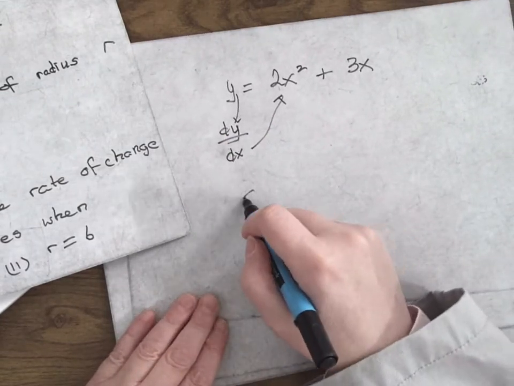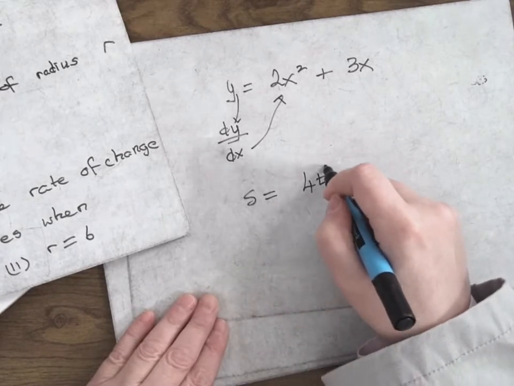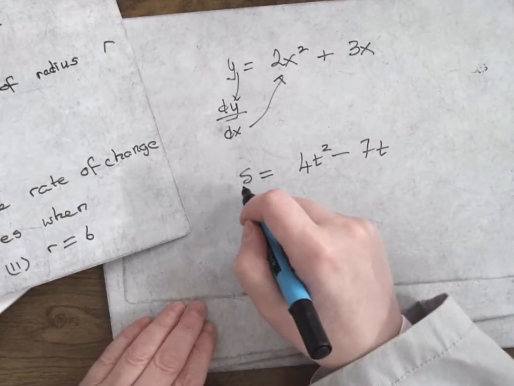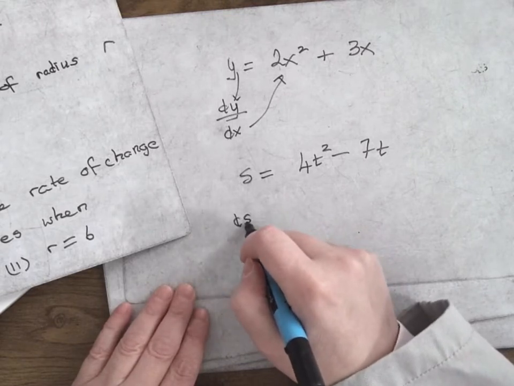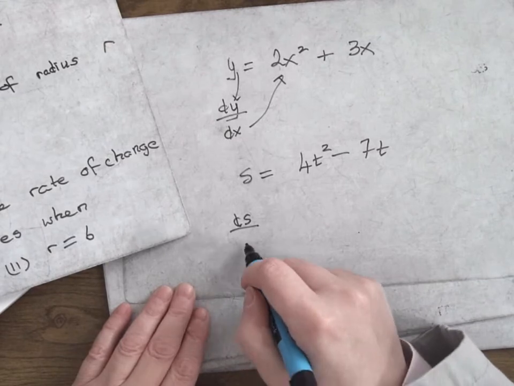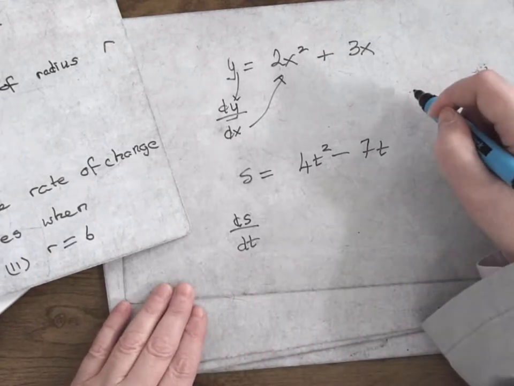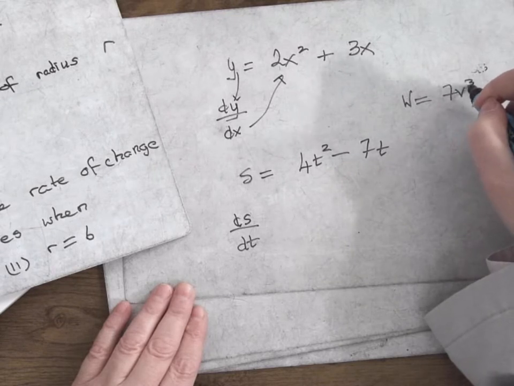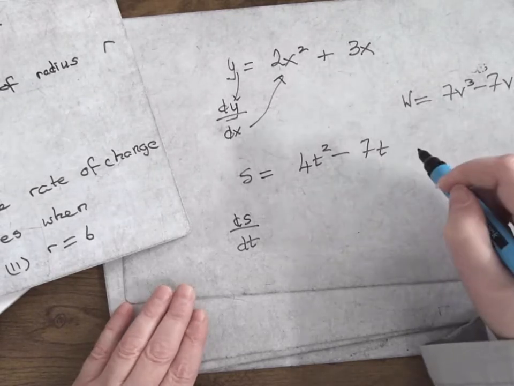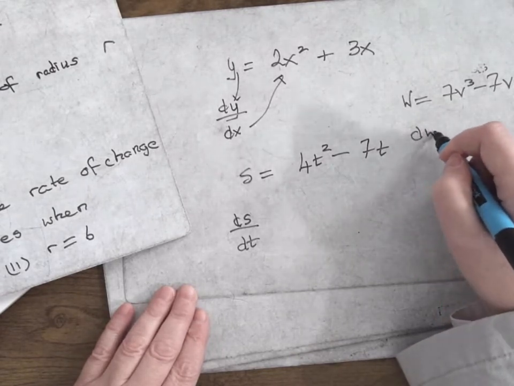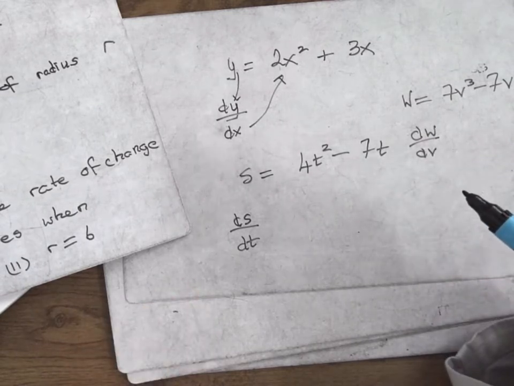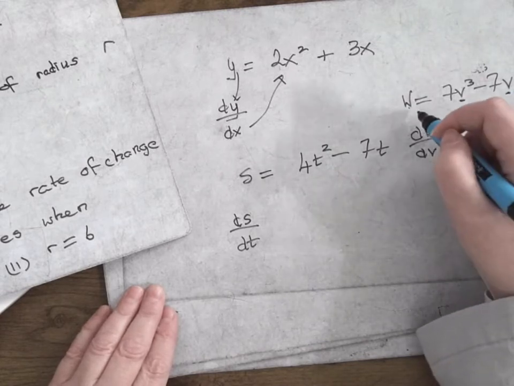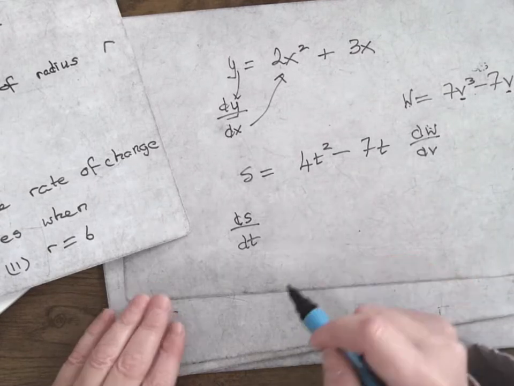So if it said s is equal to 4t squared minus 7t, when you differentiate that, what would you call it? You're differentiating s, so it's ds with respect to whatever letter is over here. dt, right? Okay, so if I had w equals 7v cubed minus 7v, when I differentiate that, what would I call it? dw dv, right? So this is just what you call it. You're differentiating with respect to this letter over here. So that letter goes on top, the letter over here goes on the bottom. Have we got it?